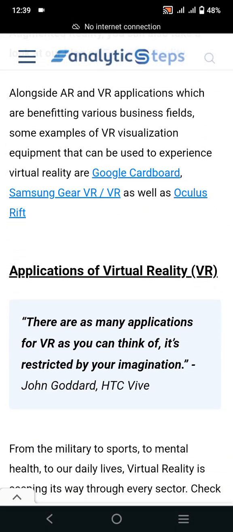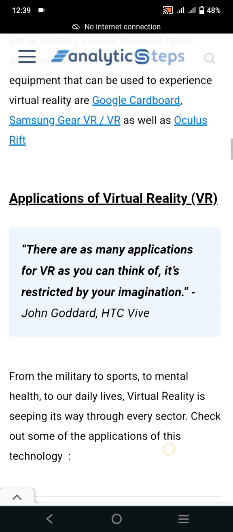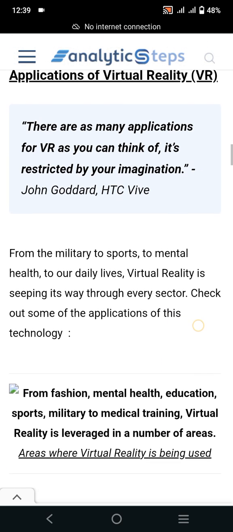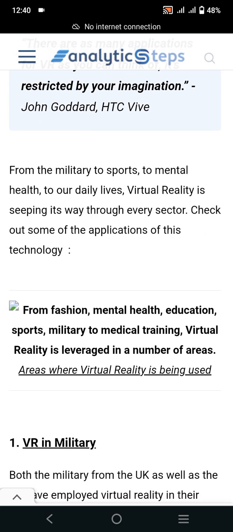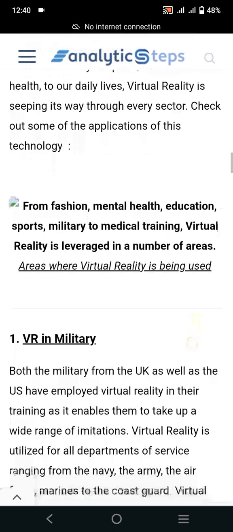Application of virtual reality. There are many applications of virtual reality, as you think, it's restricted only by your imagination. From the military to sports to mental health to our daily life, virtual reality is seeping through every sector. Check out some of the applications of this technology.